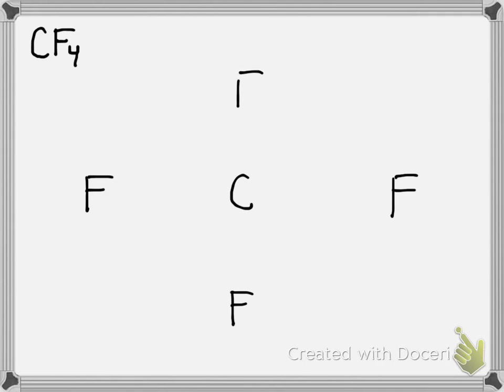Now, what I need to know first is how many valence electrons does carbon have? 4. Okay, so it has 4, and put 1 on each side. And how many does fluorine have? Yeah, 7, thank you. It's all the way to the right there, next to the noble gases and the halogens. So there's a total of 28. So each fluorine has 7. I'm going to put those in as well.